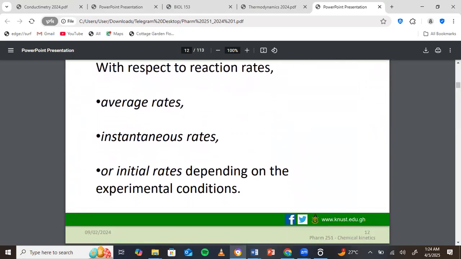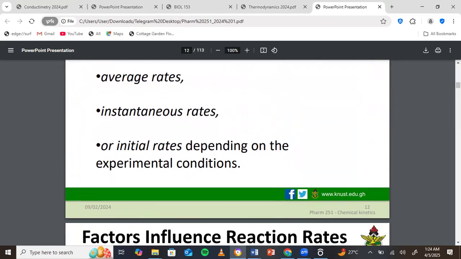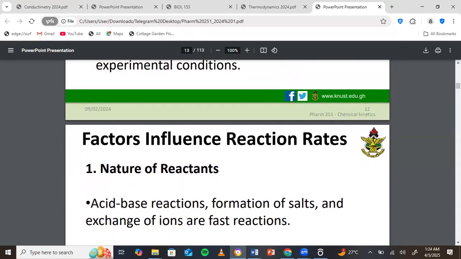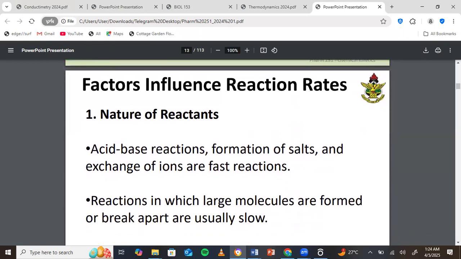Now, with respect to reaction rates, we have average rates. Average rate would be the total rate for the course of reaction, the mean rate for the course of a chemical reaction. We can have instantaneous rates, that is the rate at any instant along the reaction pathway, right? And then we can have initial rates, that would be the rate at the beginning of the chemical reaction.